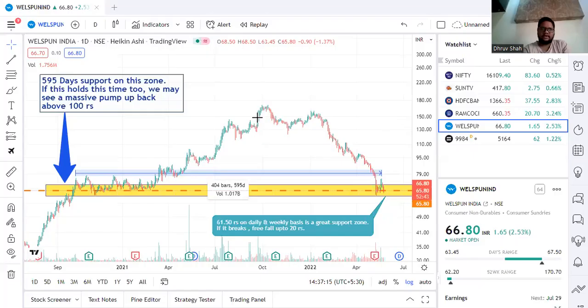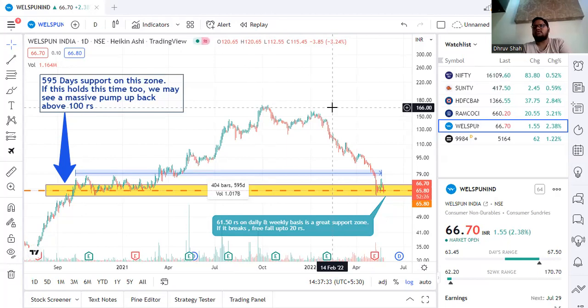Let me share the screen for my technical. Yes, so here, this is the chart of WELSPUN India, 1-day chart. No indicators I have placed, as it will create a mess here. So I will remove all the indicators. We'll again restore it and I'll share how I use the indicators.